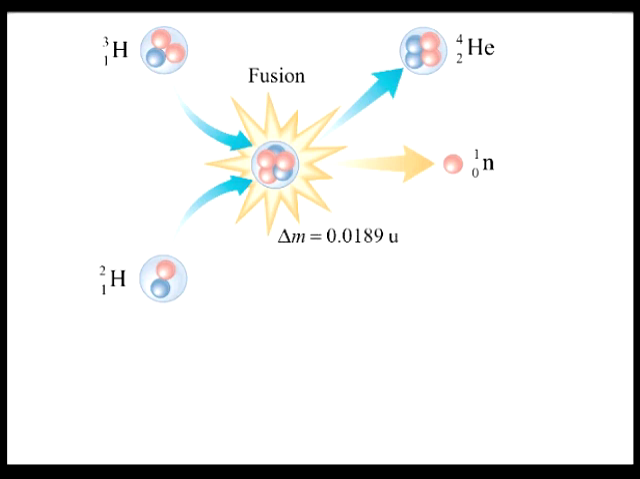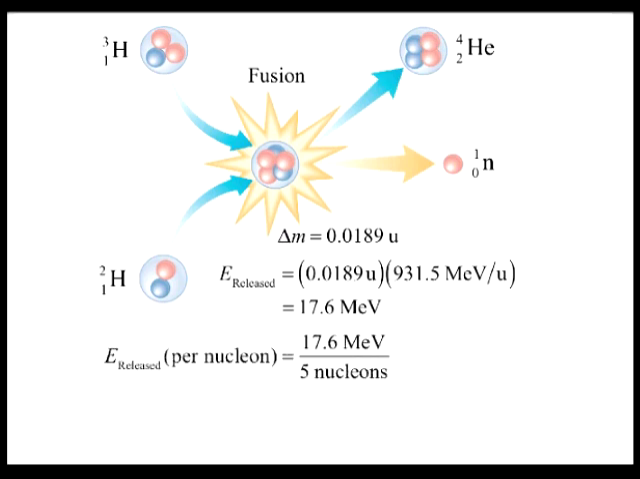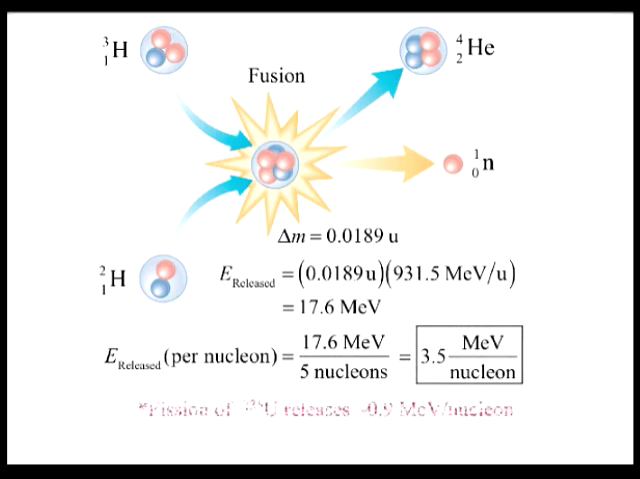We can find the energy released by multiplying the mass defect by the energy per atomic unit, 931.5 MeV per u, giving 17.3 MeV in this fusion reaction of one deuterium nucleus with one tritium nucleus. Since the total number of nucleons is 5, 2 for deuterium and 3 for tritium, we divide this result by 5 to obtain the energy per nucleon, which is 3.5 MeV per nucleon. In comparison, the fission process of uranium-235 only releases about 0.9 MeV per nucleon.